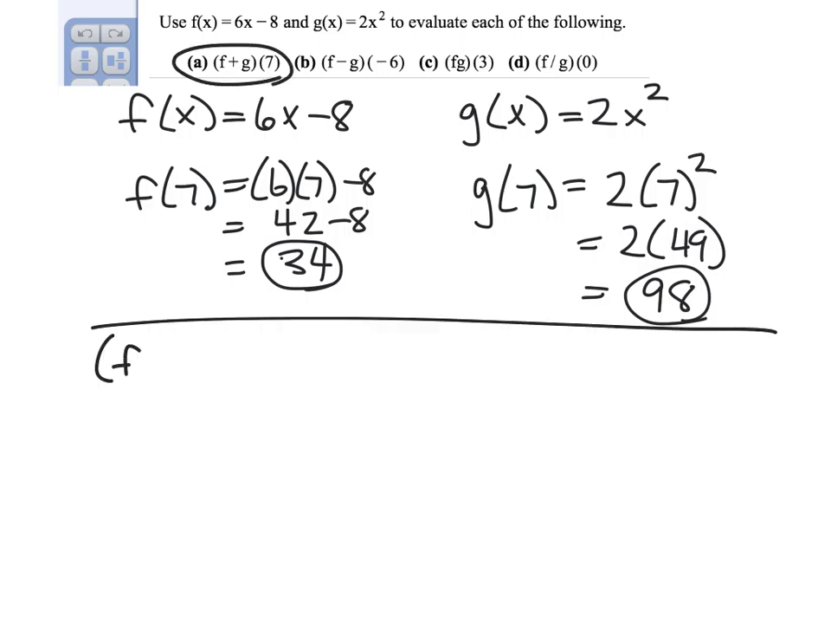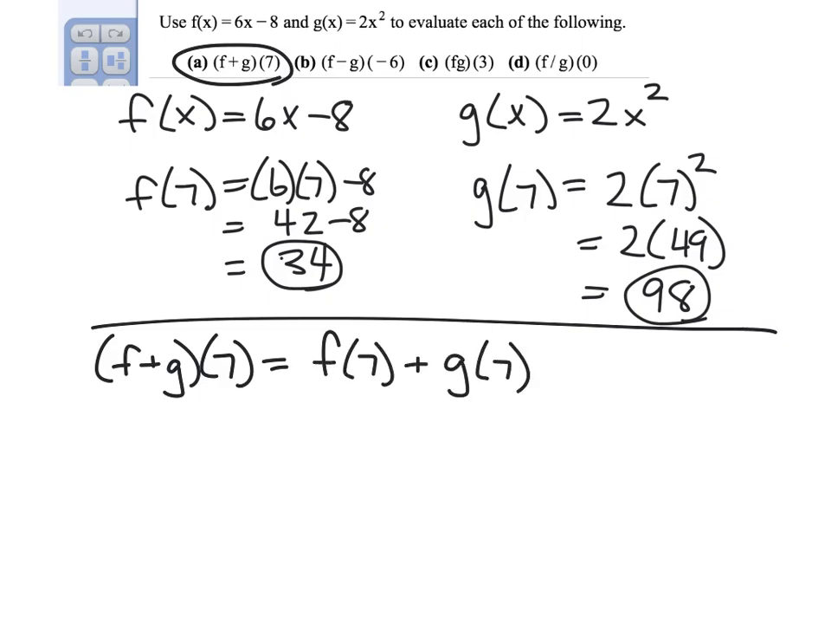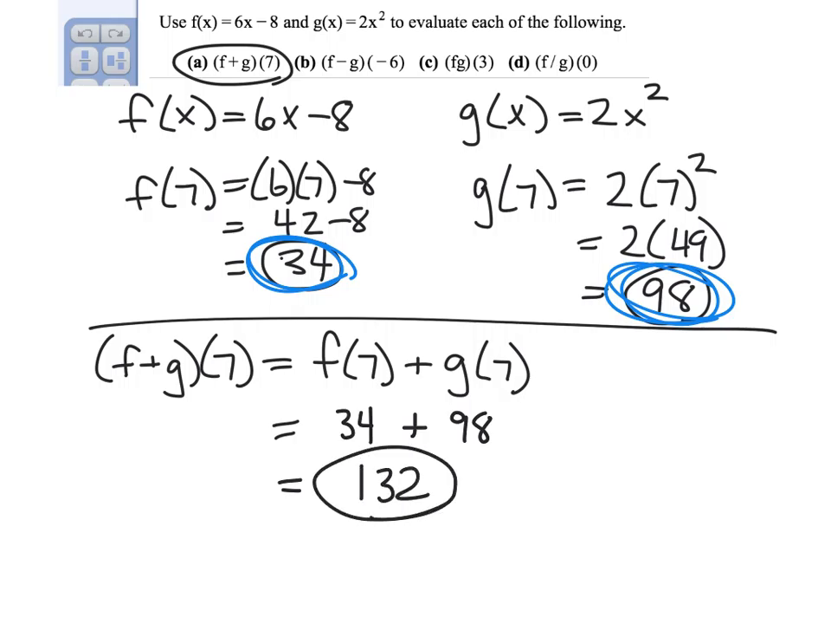So f plus g of 7 means you're going to find f of 7, and you're going to add g of 7. We already know that f of 7 is 34, and we already know that g of 7 is 98, because it says so right here and right here. So now we add: 34 plus 98 is 132. So that is your answer for f plus g of 7.